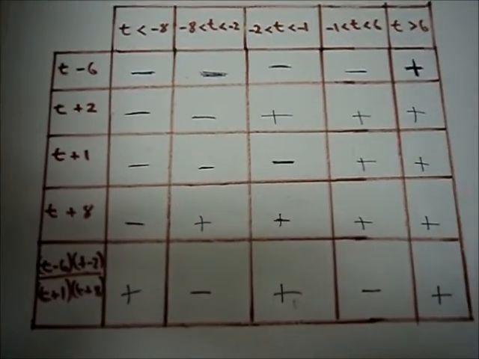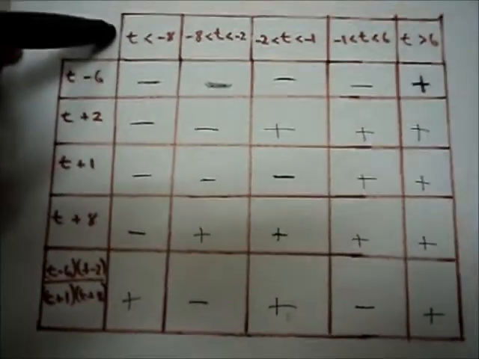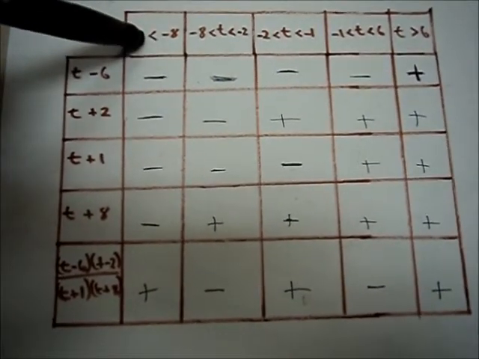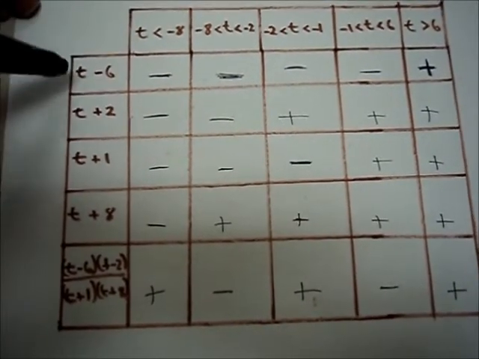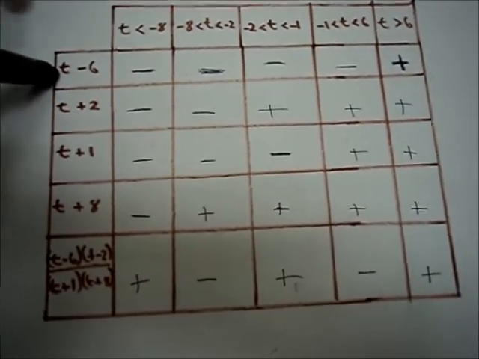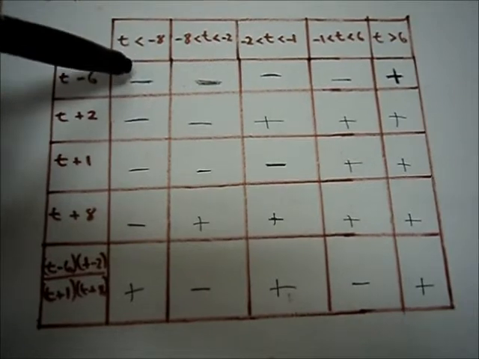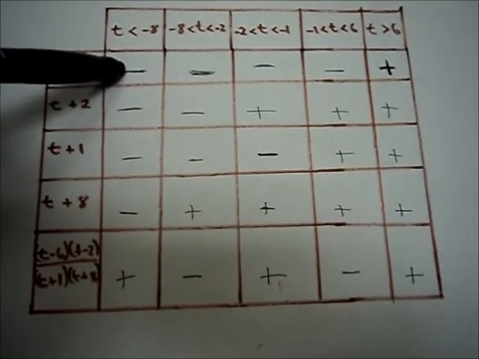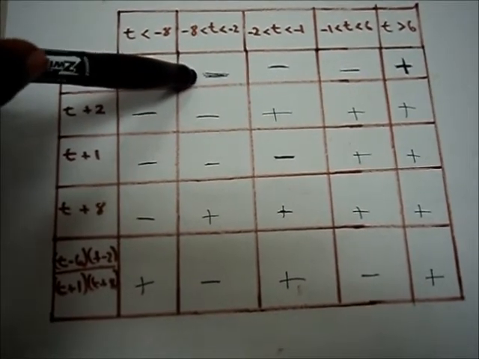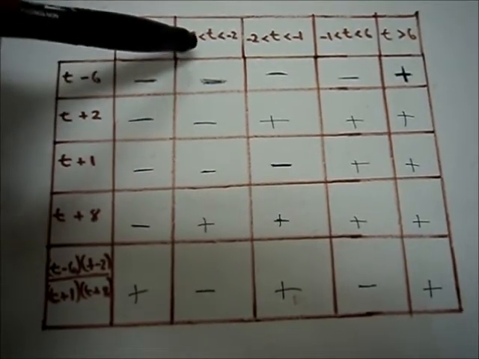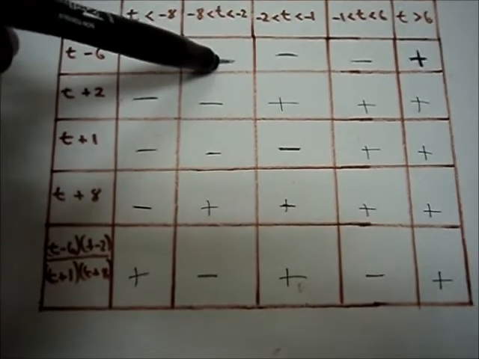What we did for the number line chart was plug in values for t minus 6. We used a value less than negative 8, when t is less than negative 8, so my value is negative 9. All you do is plug the negative 9 into the t minus 6, so it's negative 9 minus 6, which gives us negative 15. Thus the whole expression overall is going to be negative. For the next interval, when t is greater than negative 8 but less than negative 2, I plugged in negative 4. So negative 4 minus 6 is equal to negative 10, thus a negative sign right here.